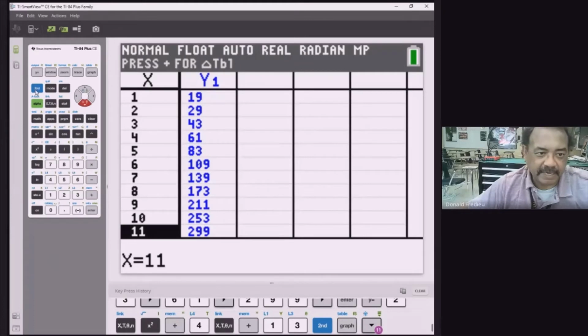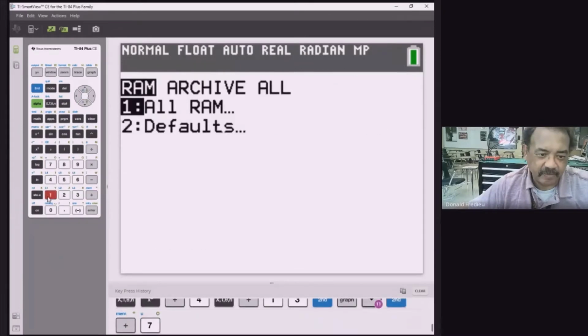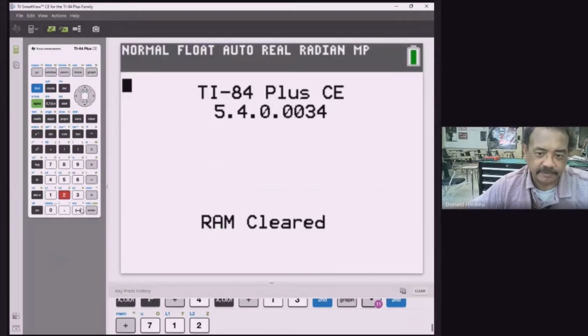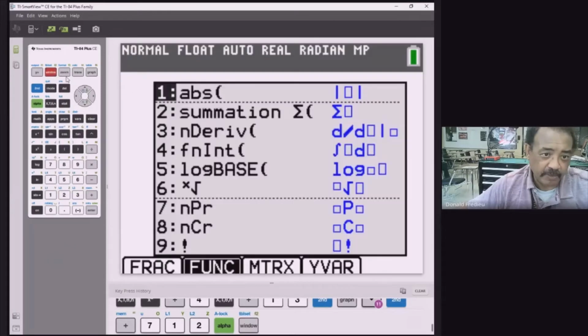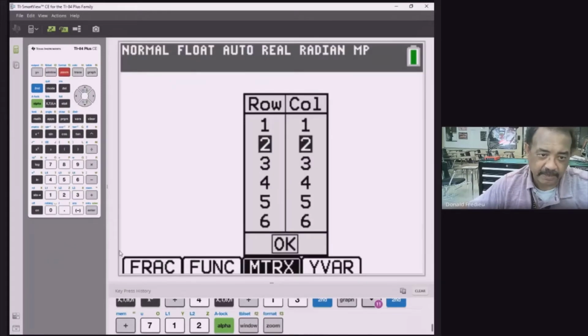So I'm going to clean my calculator up before I start. 2nd plus 7, 1, and 2. Okay. Now to get to the matrix menu, I press Alpha, Window, and Zoom. And I'll need a 3x3 to begin with.